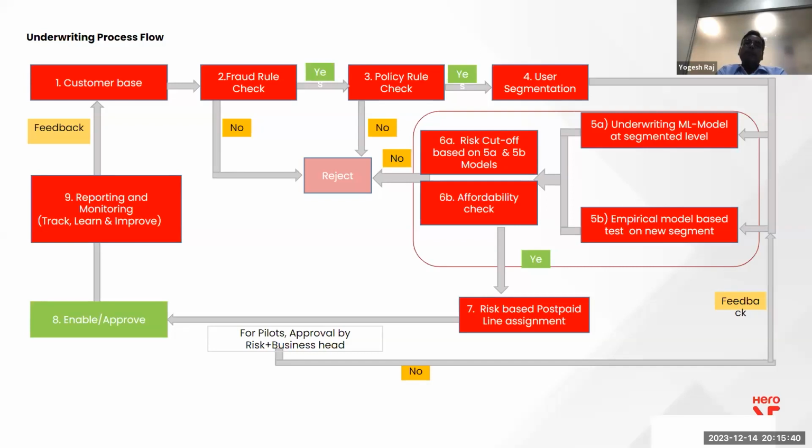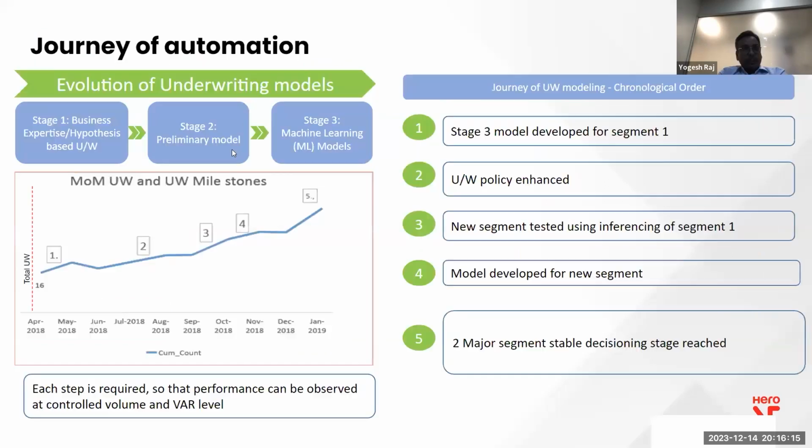Then based on some such cutoff, they accept or reject, and then they approve. They regularly keep checking, through different kinds of reports, whatever decisions they had taken in the past: are they getting money back or not? Is the company profitable with this kind of strategy or not? And wherever tweaking is required, they change it again.